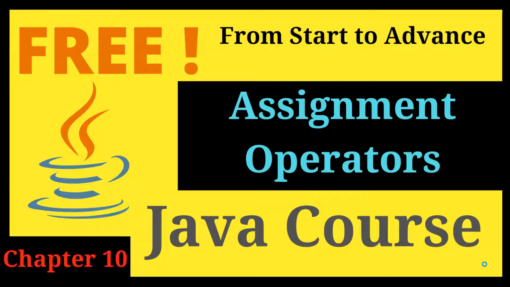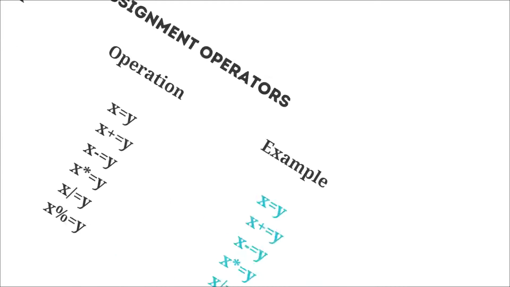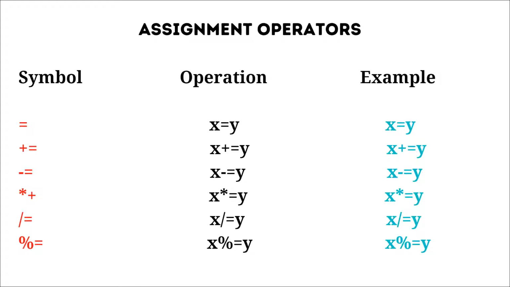In this tutorial, we are going to learn about assignment operators. Let's begin with some symbols and examples. As you can see on the screen: equals, plus equals, minus equals, multiply equals, slash equals, which is also known as divide, and modulo equals.